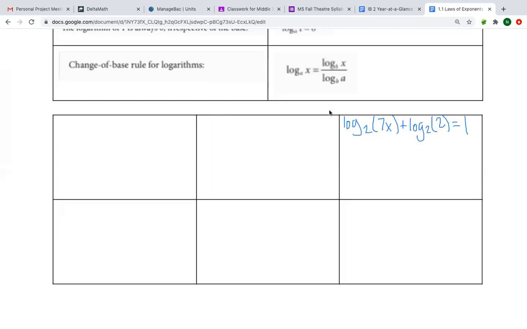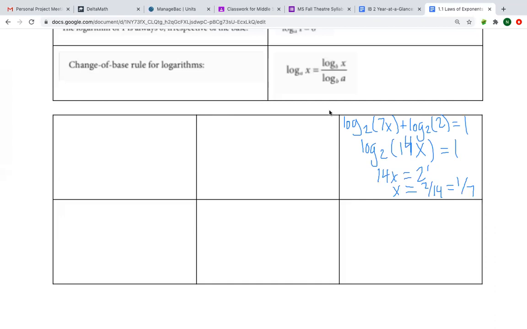And since there's an addition symbol between, I know that this becomes product. So I'm going to multiply what's on the inside. So I'll have log base 2, and then 2 times 7x is 14x, is equal to 1. And then I will use that exponent to logarithm formula. And then I have 14x is equal to 2 to the first power. And then to solve, x is equal to 2 divided by 14, which is the same as 1/7. Okay.